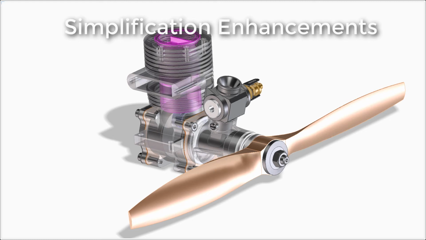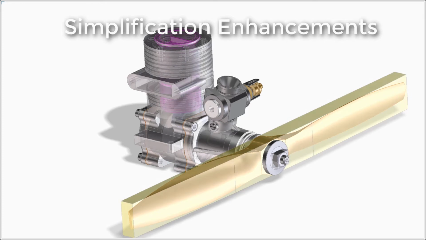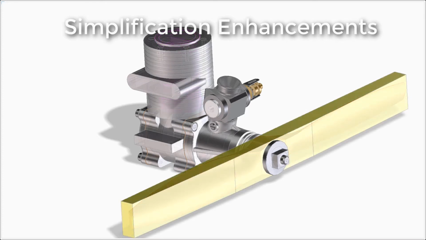In Creo Elements Direct Modeling 20.5, the simplification module sees 5 key enhancements that make the simplification process more flexible, more robust, easier to automate, and more accurate.